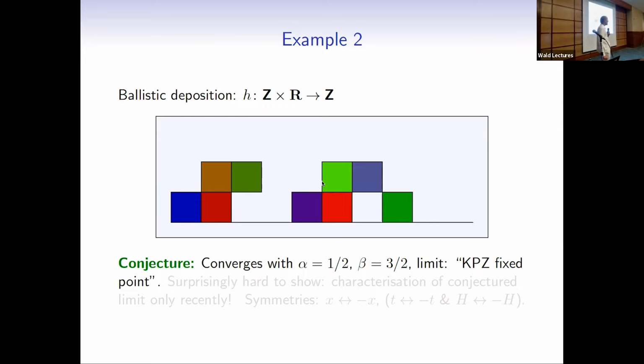maybe years ago, something like that, which is a law of large numbers. So there is a well-defined growth speed, and actually for every slope there is a growth speed, and it depends on the slope. So there are no fluctuations results whatsoever, but there's a conjecture.